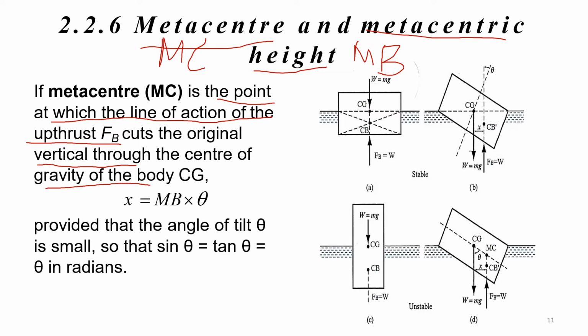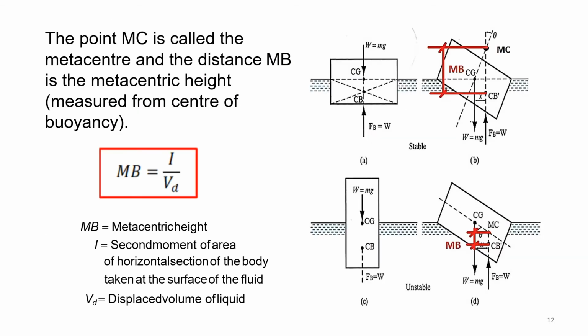So we have a change x equals metacentric height times the tilt angle. Okay, the angle of tilt theta is small, so when we calculate it by trigonometry, sin theta equals tan theta and equals theta in radians. Okay, so for unstable conditions, we can see the MC here. The point MC is here. Okay, then we have MB. Actually MC is the point, and MB is the length or distance that we calculate from the changed CB to the point MC. We call it MB.